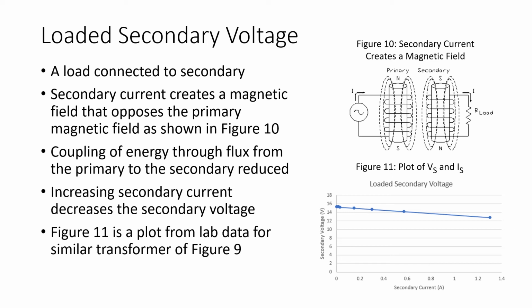Now, what happens here is that the magnetic field created in the secondary actually reduces the energy that's coupled from the primary to the secondary, because these magnetic lines of force are going in opposite directions. The larger the secondary current, the greater the magnetic field, the greater the opposition to the primary's magnetic field that is creating the secondary voltage.